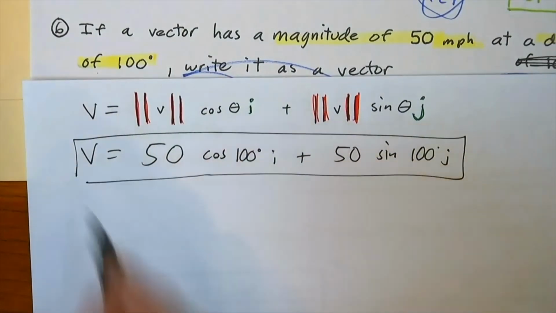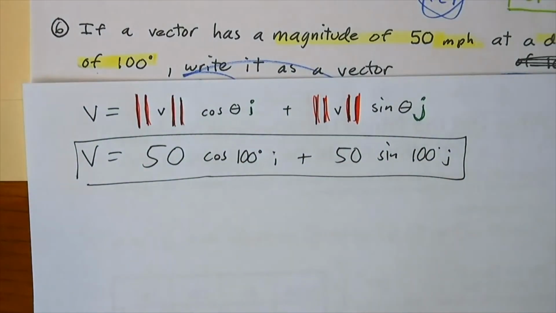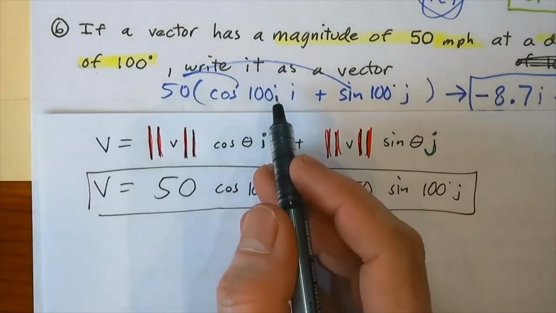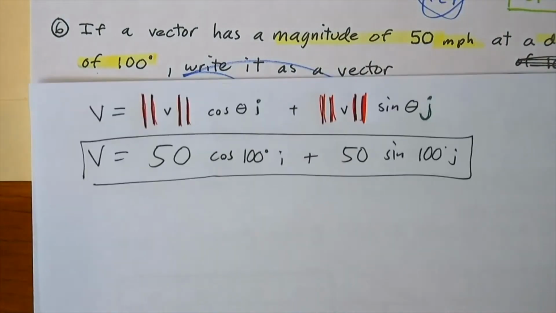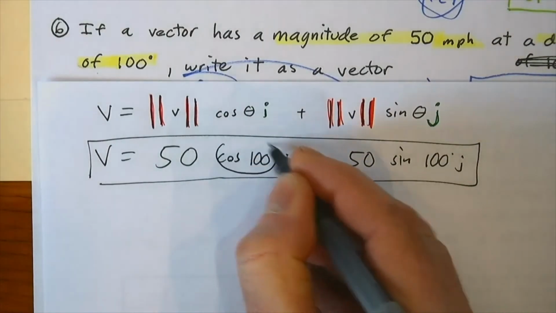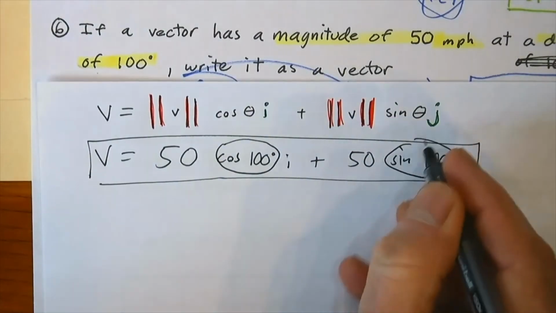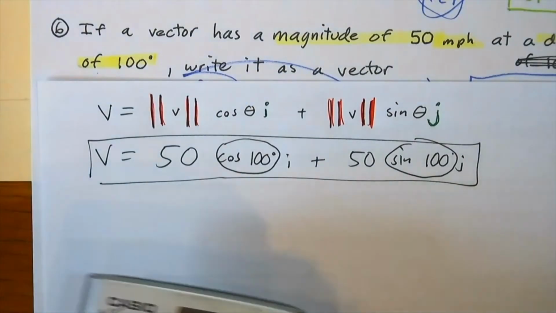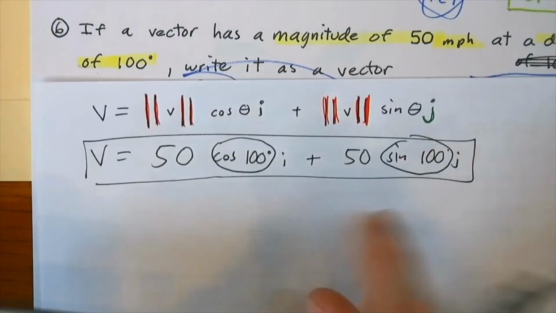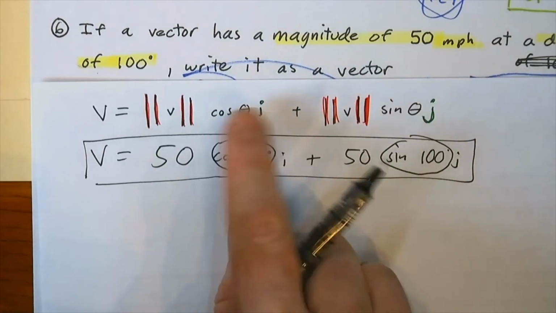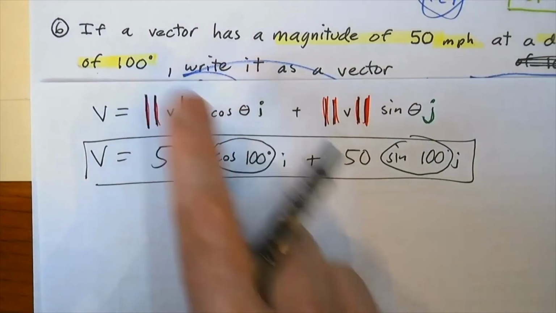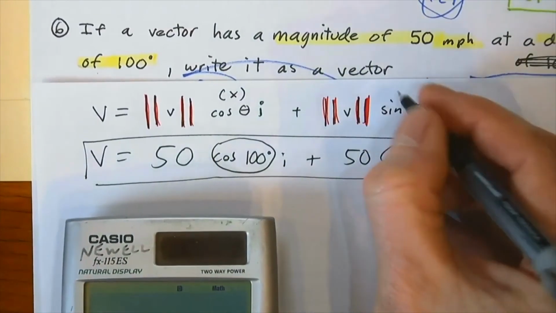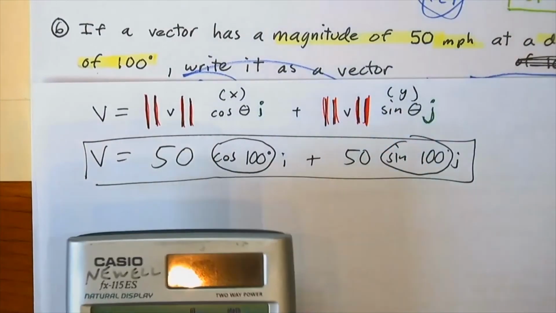You might think, oh, cool, but wait a minute. What are we going to do now? This is what I have so far, 50 cosine and sine. Then you're going to use your calculator to find what these numbers are. So don't get scared of this rule. It's pretty simple. You're just going to go 50 times the cosine of that for the x, because remember, cosine gives you the x. And then you can do 50 times the sine, which is the y.